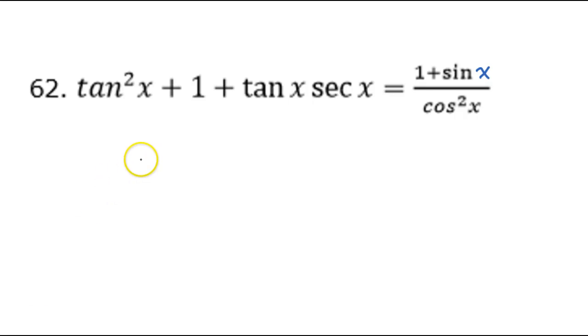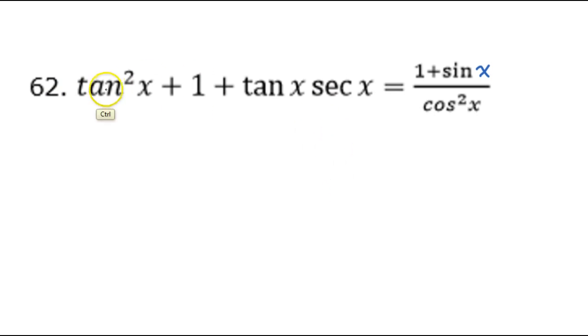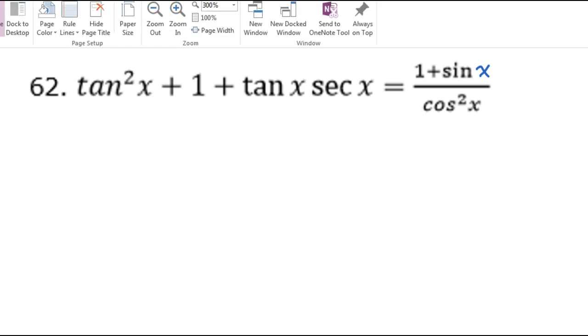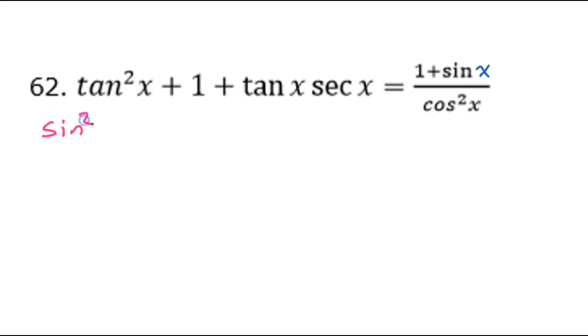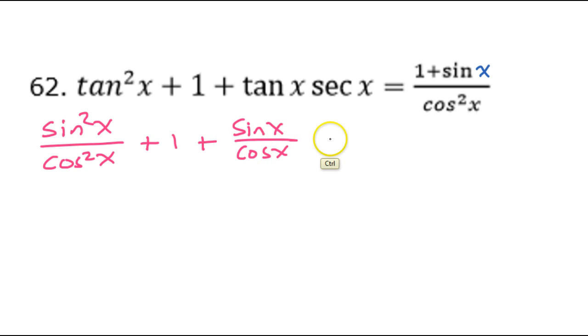All right, let's try number 62. I'm going to try working the left-hand side, and I'm going to go ahead and try just rewriting everything in terms of sine and cosine, and then just see what happens. So tangent squared is definitely going to be sine squared over cosine squared. So here I have sine squared over cosine squared. I'm just going to leave the 1 for now. Tangent is sine over cosine. And then secant is 1 over cosine.